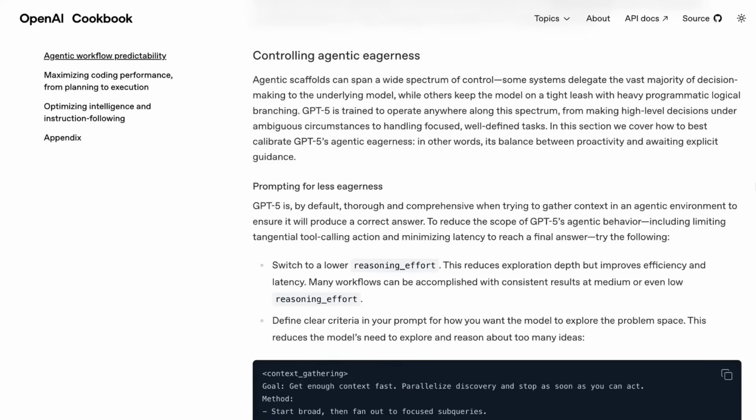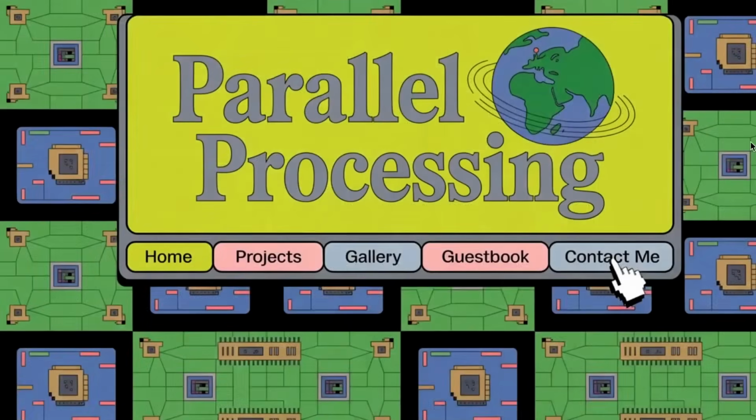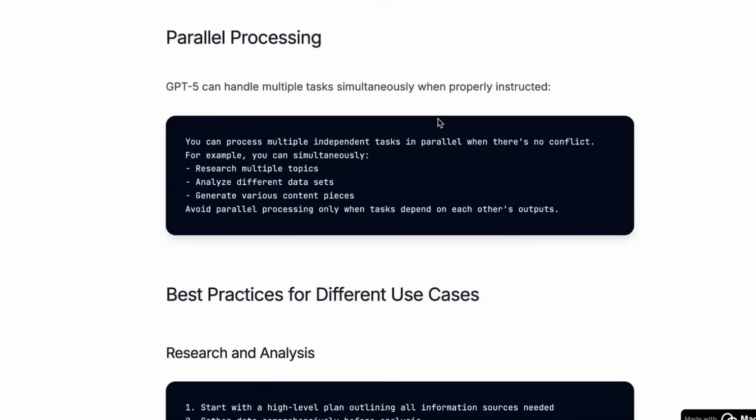Another agentic toggle that Pietro points out is that you can get GPT-5 to parallel process things. He writes, GPT-5 can handle multiple tasks simultaneously when properly instructed. The example prompt he gives is this. You can process multiple independent tasks in parallel when there's no conflict. For example, you can simultaneously research multiple topics, analyze different data sets, generate various content pieces. Avoid parallel processing only when tasks depend on each other's outputs.